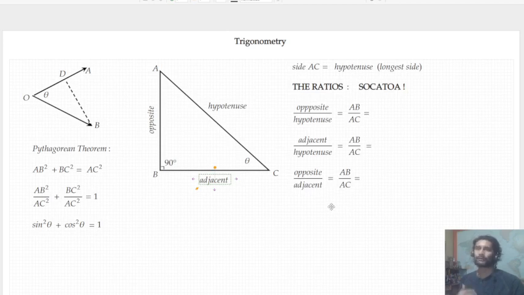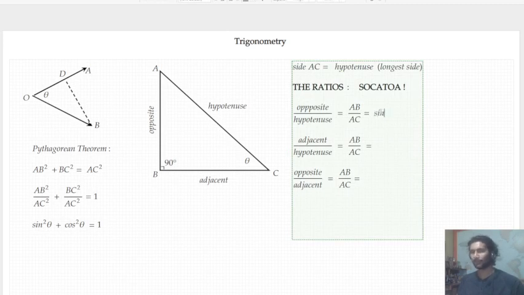Now in order to make certain trigonometric functions, we need to take the ratios of any two sides of this triangle. So first I have taken opposite over hypotenuse, that is side AB over side AC, and this corresponds to a trigonometric function called sinusoidal or sine of theta.